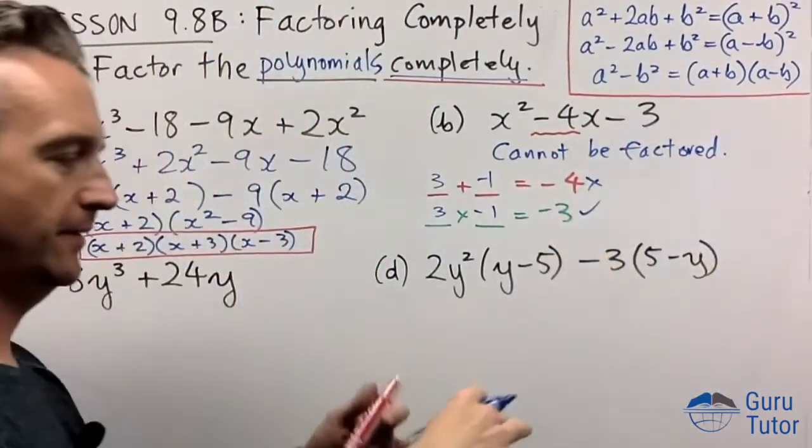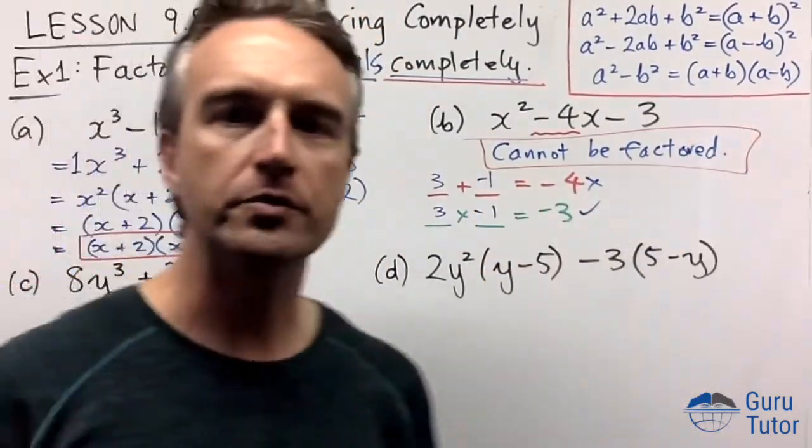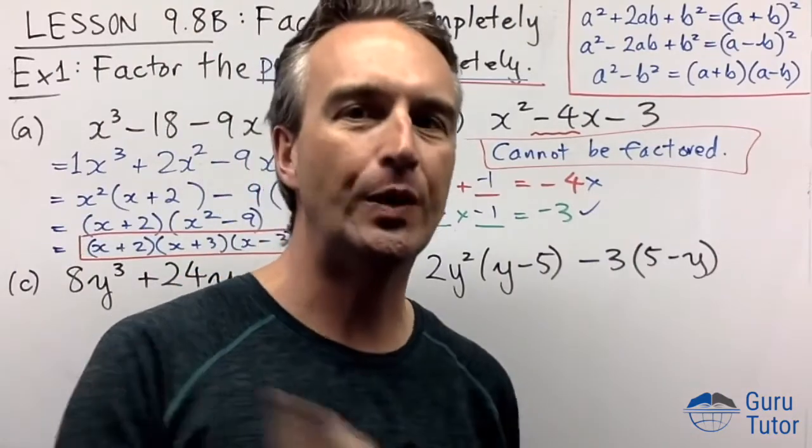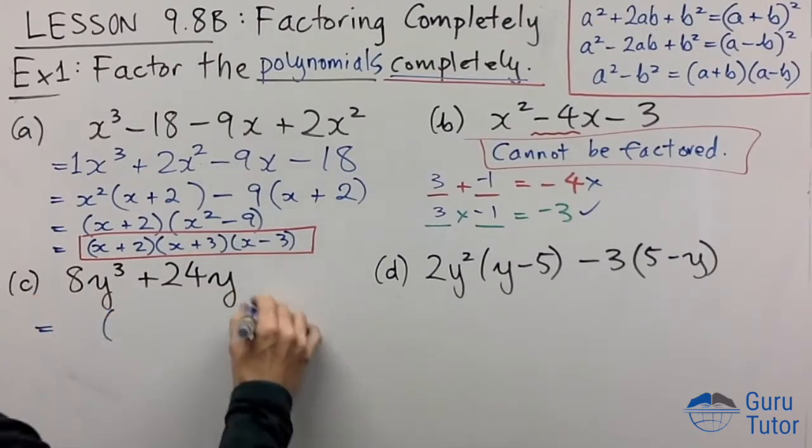This can happen in a quiz or a test. Not all polynomials can be factored. It's just the way it is, so don't forget that. This one, I only got a binomial here, so we can just take out a common factor.